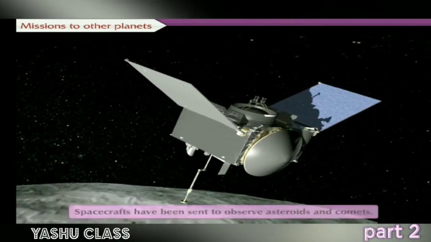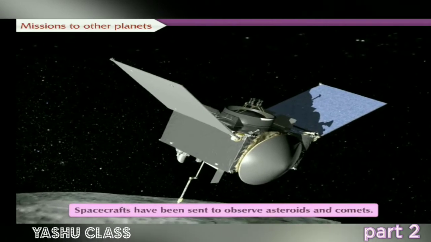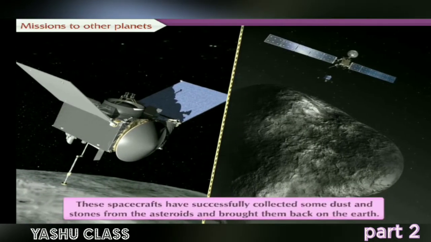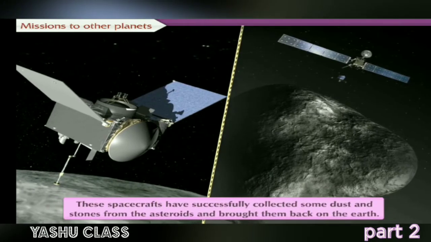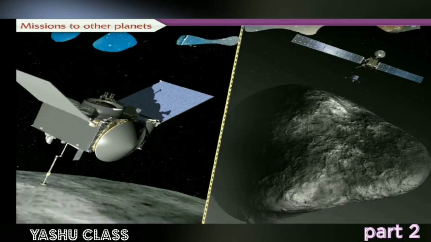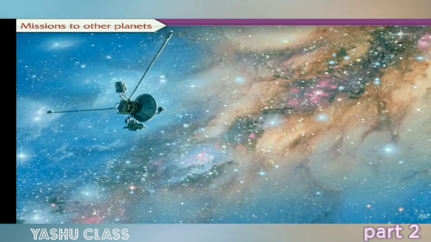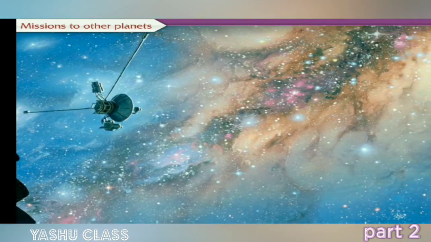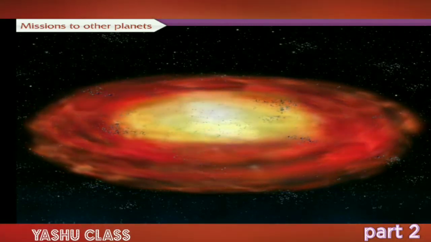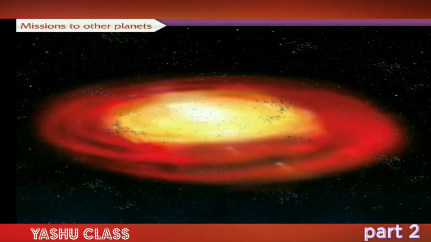Additionally, spacecraft have been sent to observe asteroids and comets. These spacecraft have successfully collected some dust and stones from the asteroids and brought them back to the Earth. We are getting very useful information from all these missions, which have proved useful in clarifying our concepts about the origin and evolution of the solar system.